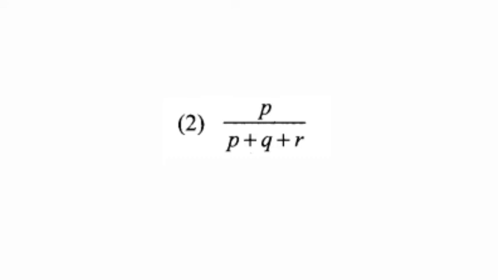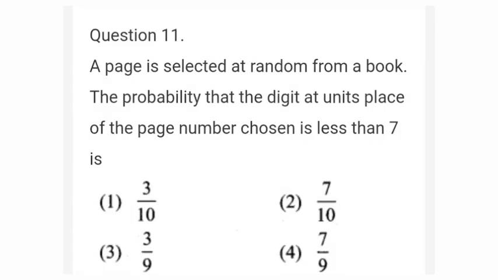Can you understand? Okay. Question number 11. A page is selected at random from a book. The probability that the digit at the units place of the page number chosen is less than 7.